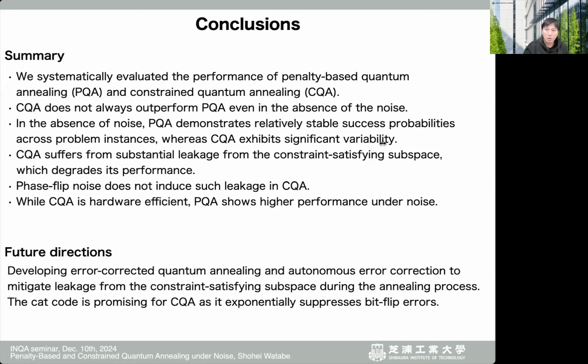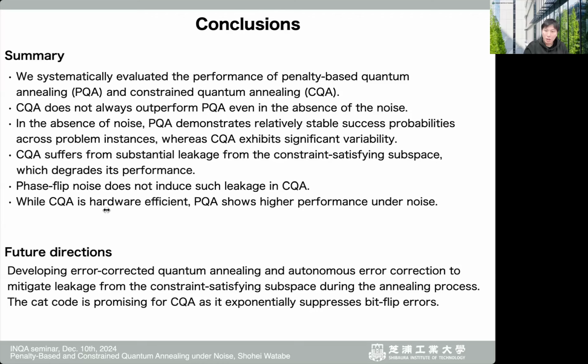So this is a summary of my talk. We systematically evaluated the performance of penalty-based quantum annealing and constraint quantum annealing. CQA does not always outperform PQA, even in the absence of noise. In the absence of noise, PQA demonstrates relatively stable success probability across problem instances, whereas CQA shows significant variability. And CQA suffers from substantial leakage from the constraint-satisfying subspace, which degrades its performance. However, phase flip noise does not induce such leakage in the CQA.